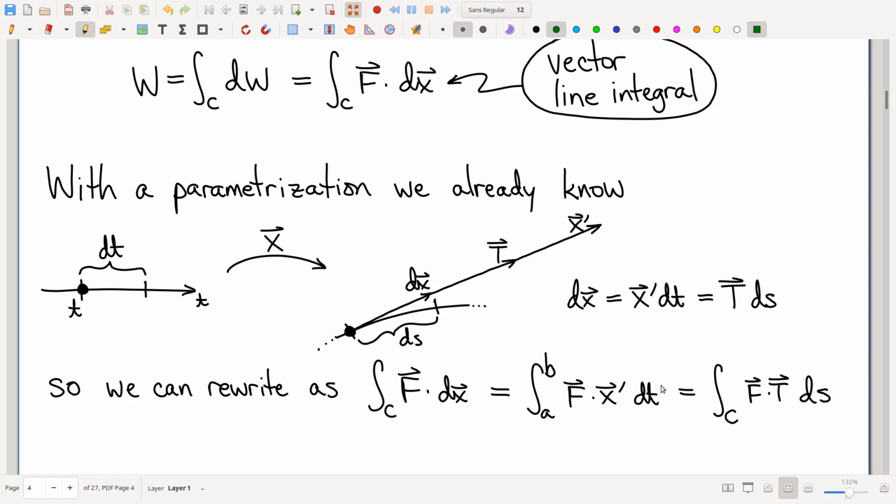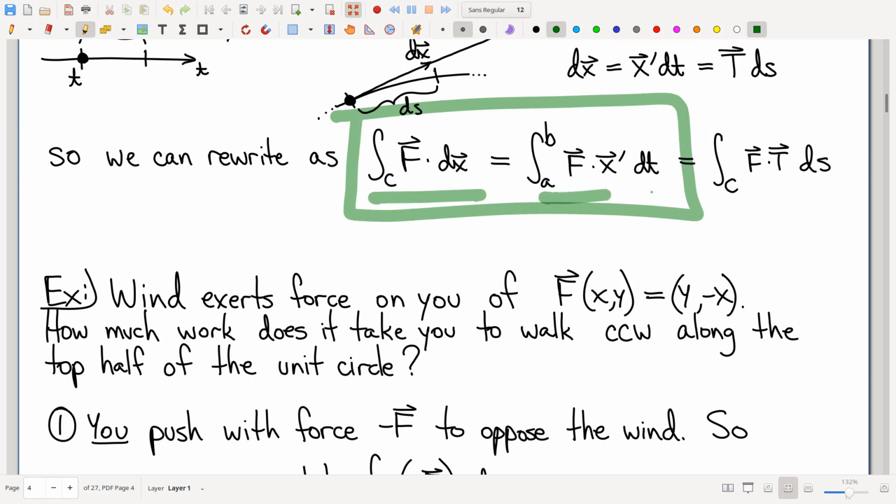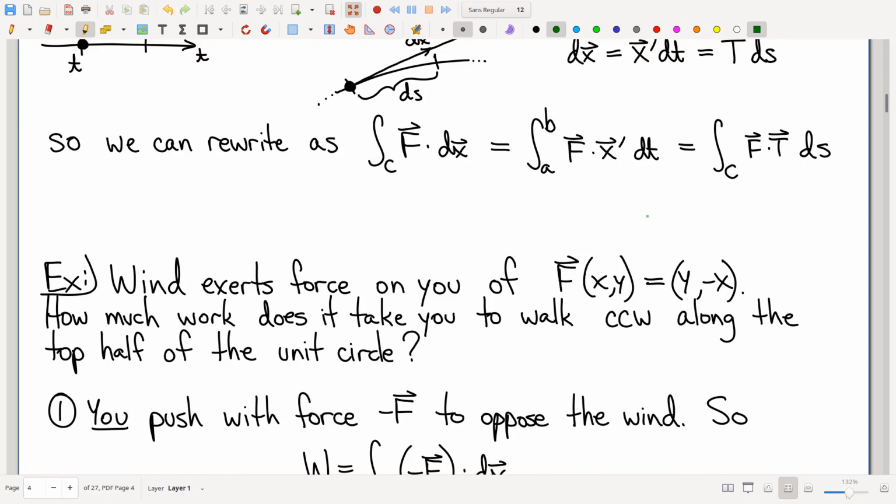Okay, so this is our big takeaway. If you want to compute this integral, that's the single variable integral that does it. Off we go. Let's do an example.